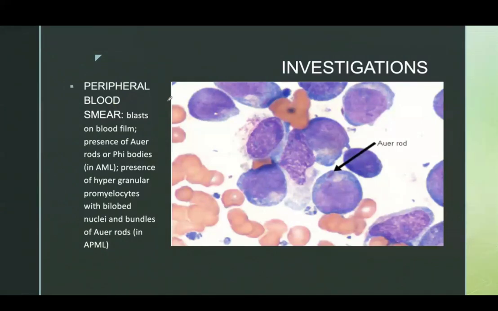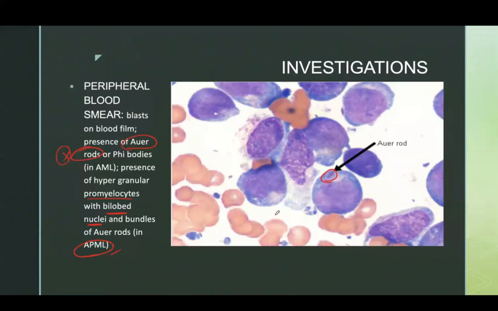In investigation, if you see the peripheral blood cells, you will find the presence of Auer rods. Just remember the name, Auer rods, and the presence of hypergranular promyelocytes with bilobed nuclei. I'll show you a bilobed nucleus. These are called Auer rods, especially in acute promyelocytic leukemia. I hope all of you can see this.